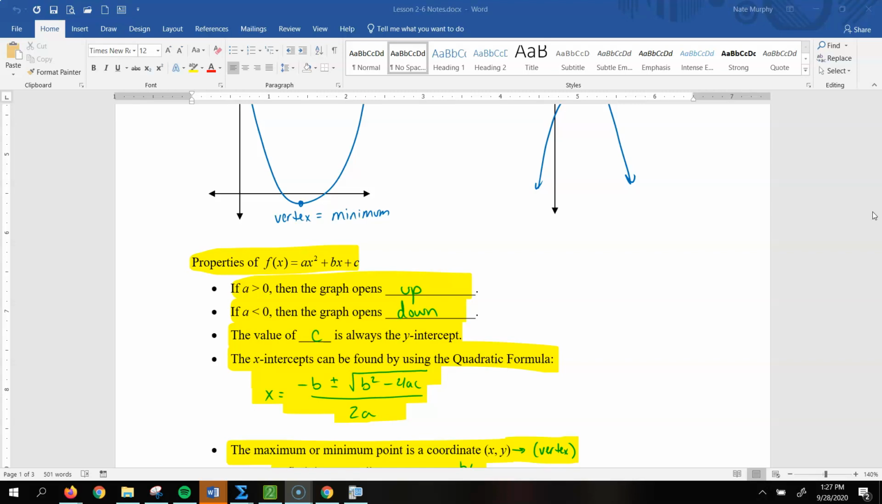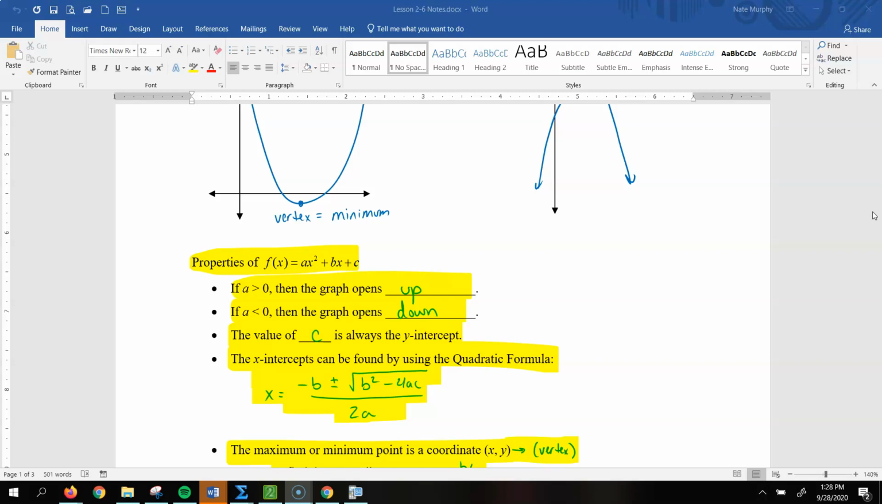Now we've all seen the quadratic formula before. This should not be anything new, but sometimes it's really easy to forget why we have the quadratic formula. So again, the purpose of the quadratic formula when going to graph is it gives us the solutions, or it gives us the x-coordinates for the x-intercepts.